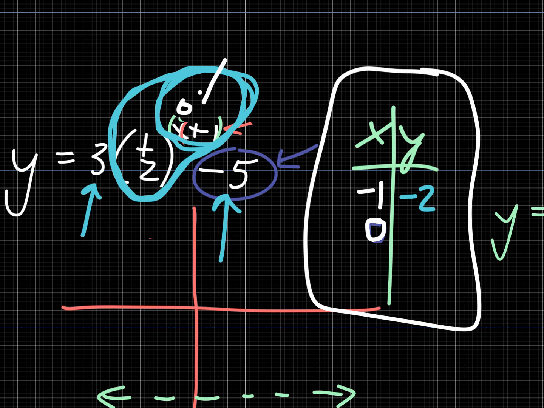So now I got 0 plus 1 is 1. What's 1/2 to the 1? Oh, that's pretty easy. It's 1/2. What's 3 times 1/2? Well, you can use a decimal. What's half of 3? 1.5. And then you have to take away 5.